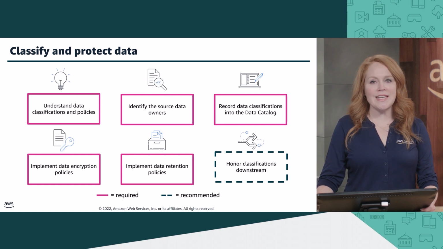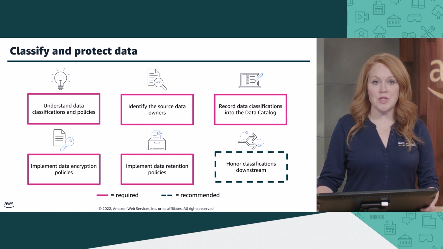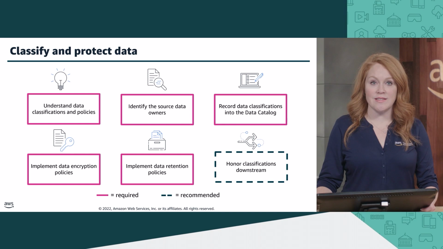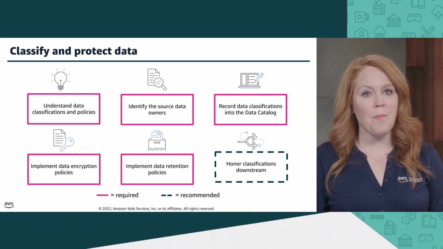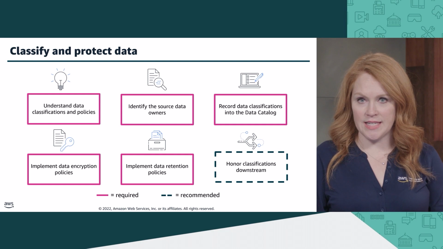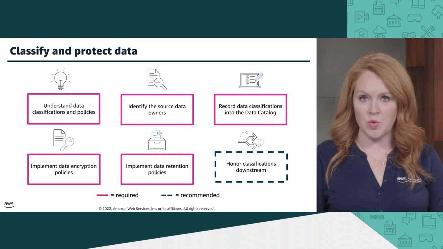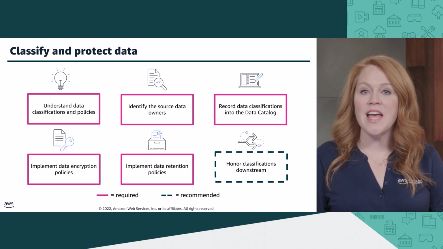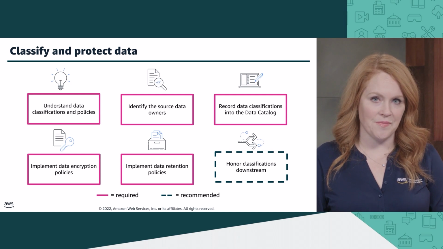To properly classify data, you first need to understand the data classifications and the affiliated protection policies of your organization. Once you have determined the possible classifications, allow the data owners to classify the data and define the access rules based on the sensitivity and criticality of the data.